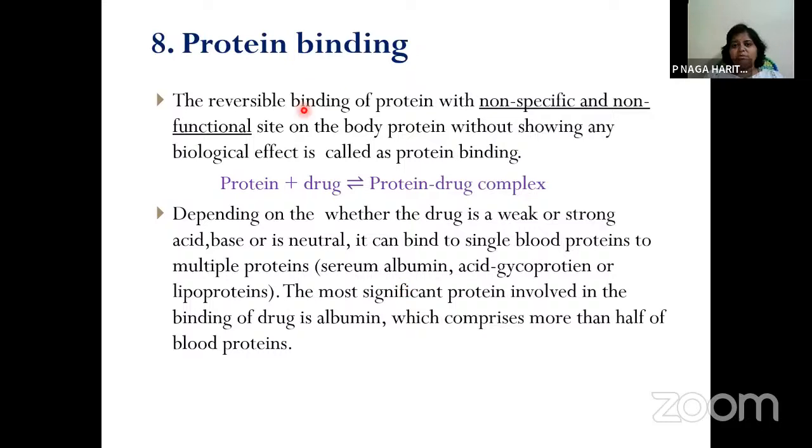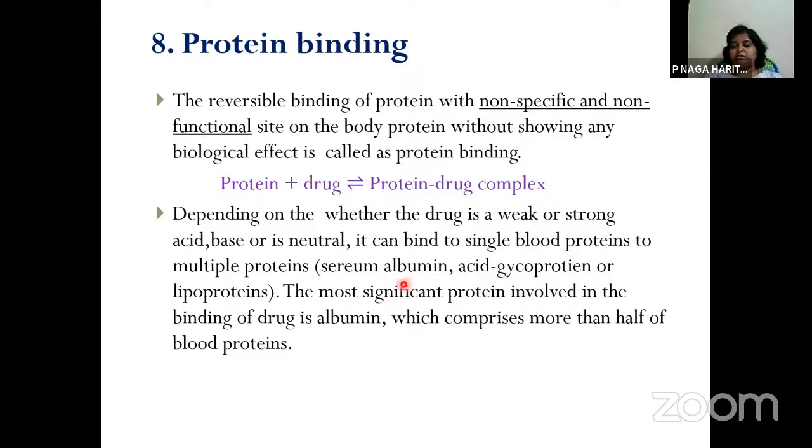And then the next one, the reversible binding of a drug with non-specific and non-functional sites on the body protein without showing any biological effect is called as protein binding. It is nothing but when a drug comes and binds with the intrinsic proteins. Intrinsic proteins are nothing but the proteins that are available within the body. So when your drug is coming and interacting with the protein, then it is called as a protein drug complex. And depending on whether the drug is a weak or strong acid, base, or it is neutral, it can bind to single blood proteins to multiple blood proteins.